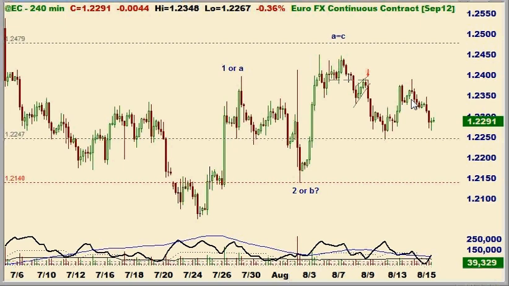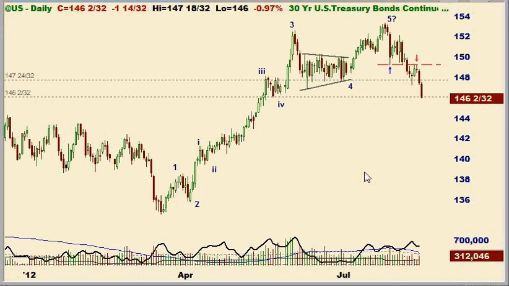It looks like the rally off of the lows has been corrective over the last several weeks, but the decline from the recent peak is also corrective, perhaps carving out a triangle or some kind of more complex corrective pattern for the euro. Bonds, interesting.